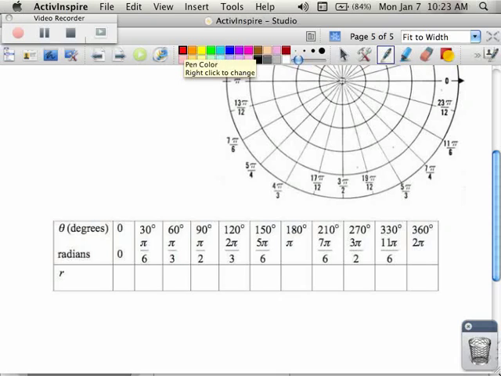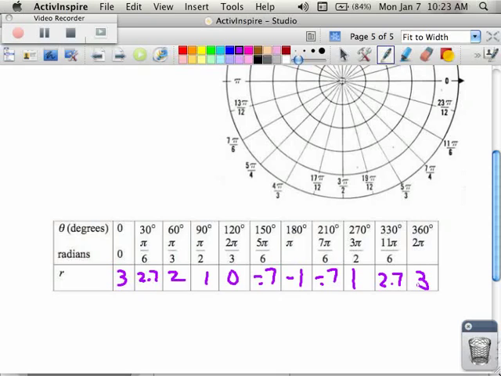So the coordinates that I get for this particular limicon are 3, 2.7, you can verify these later, 2, 1, 0, negative 0.7, negative 1, negative 0.7, 1, 2.7, and 3.